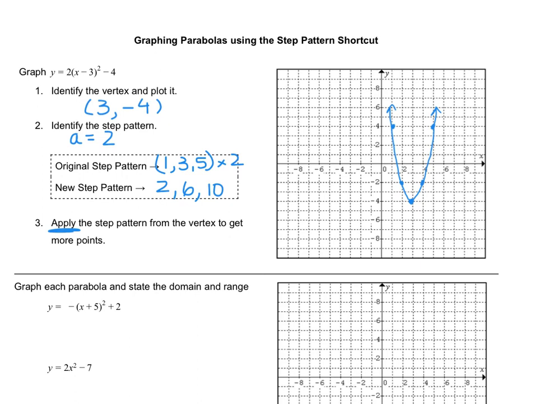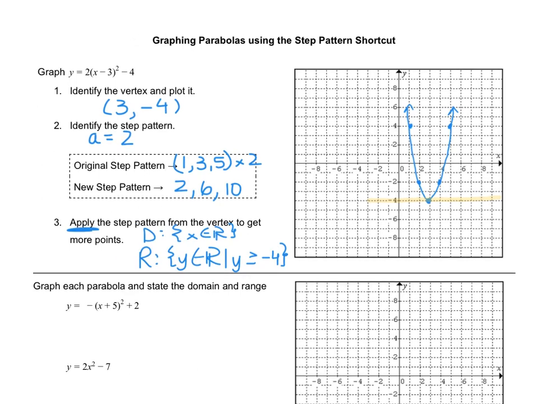Now, let's also state our domain and range here. We know that for a parabola, the domain is always x is an element of all real numbers, meaning x can be anything. And then for our range, because my parabola is opening up and the optimal value is negative 4, everything has to be above negative 4. So the range is going to be y is an element of all real numbers such that y is greater than or equal to negative 4.